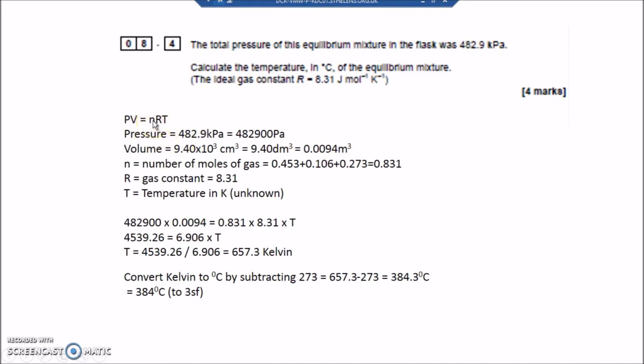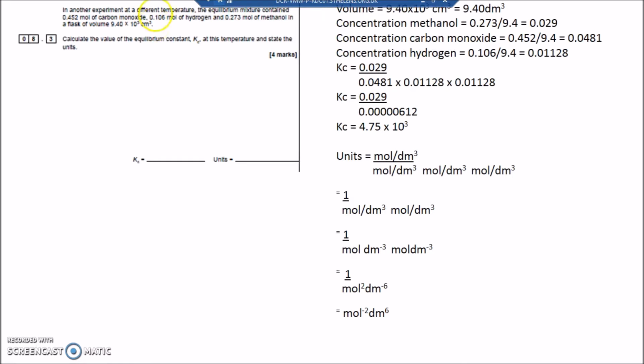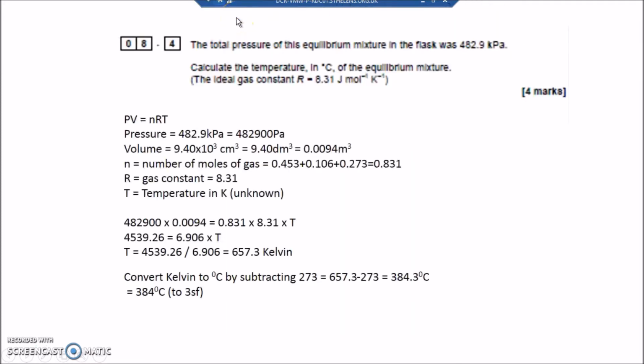n is the number of moles. Well, the number of moles in the flask is the number of moles of all of the gases added together. So the moles of gases in the flask are 0.452, 0.106, 0.273. That's the number of moles of gas I have in the flask, and that equals 0.831. So I've now got P, V, n, and R, which is 8.31, and if I put all of that in, I end up with this equation here.